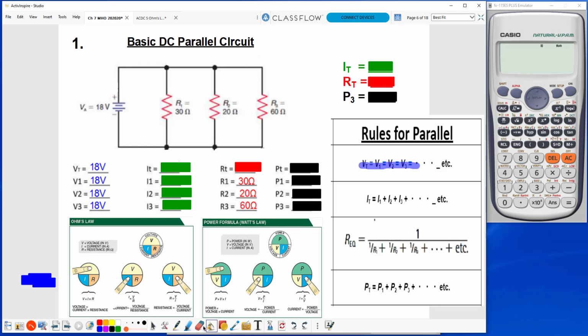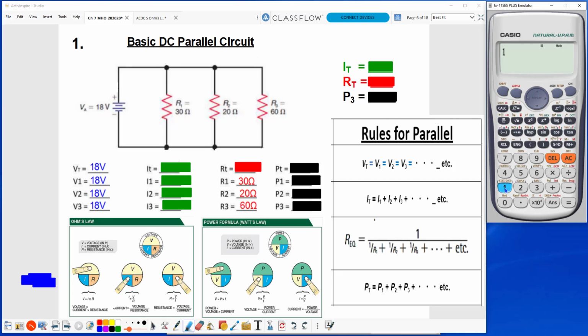The next thing I'm going to do is calculate my RT value. Now if we look here, we see that we cannot simply add up the resistance, but we must use the reciprocal formula. Here it says REQ, which means equivalent resistance. Here I have RT. RT and REQ are used interchangeably. So watch the calculator closely. I'm going to find the total resistance for a parallel circuit using the reciprocal formula.